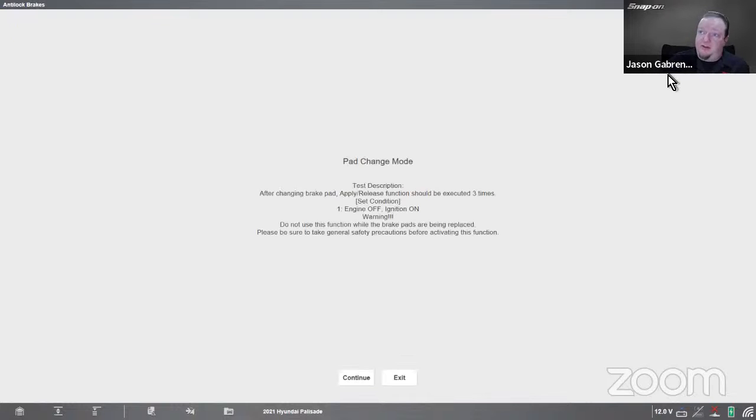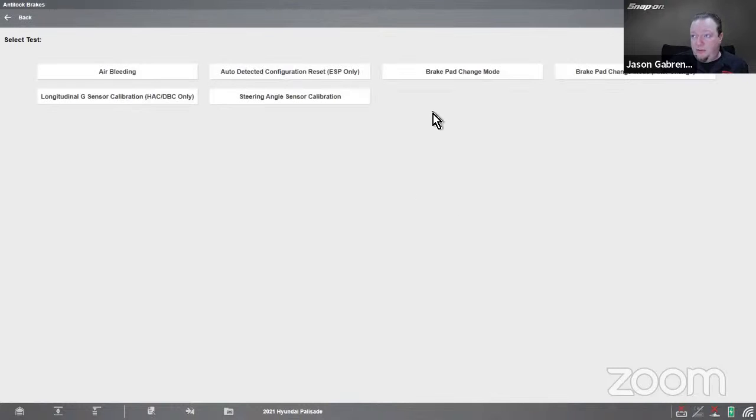Now, after change, it's going to do the opposite, right? So after changing brake pad, apply and release. The function should be executed 3 times. You now use this function while the brake pads are being replaced. Please make sure to take general safety precautions before acting. It's going to close. So that's important to know.